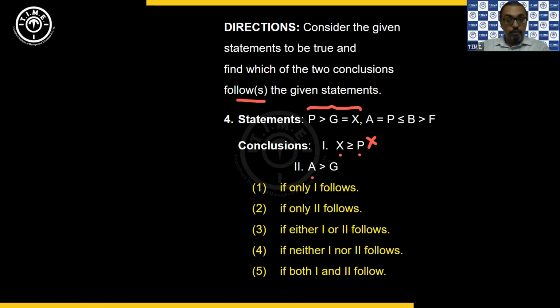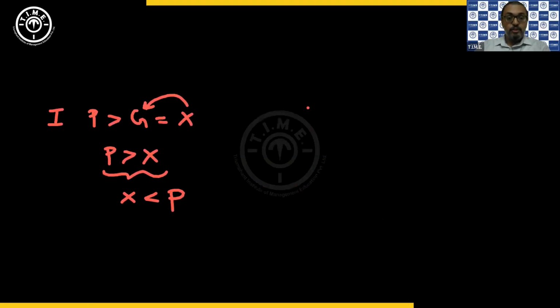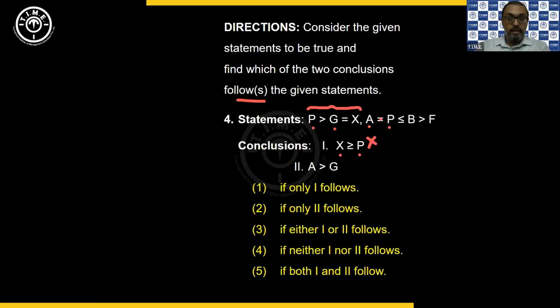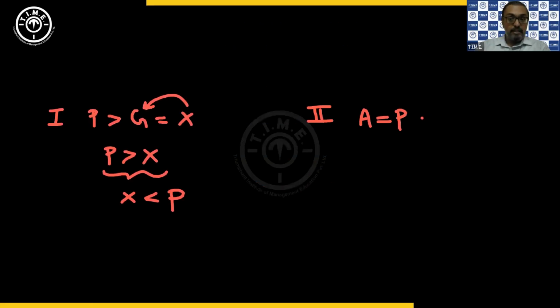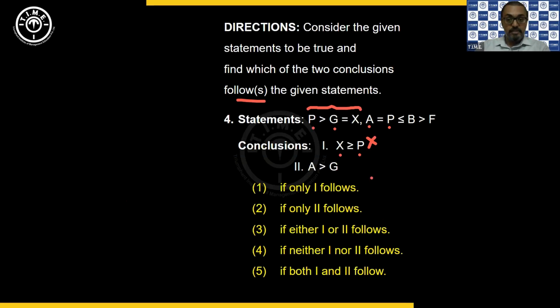Now I need a relation from A to G. Here I have a relation from A to P and then P to G. Correct? So for conclusion 2, I have A equals P and then P greater than G. Now for equal to, we can simply replace P with A. So basically I'll get A greater than G, which is exactly what I have. So my answer is only 2 follows. Choice 2.